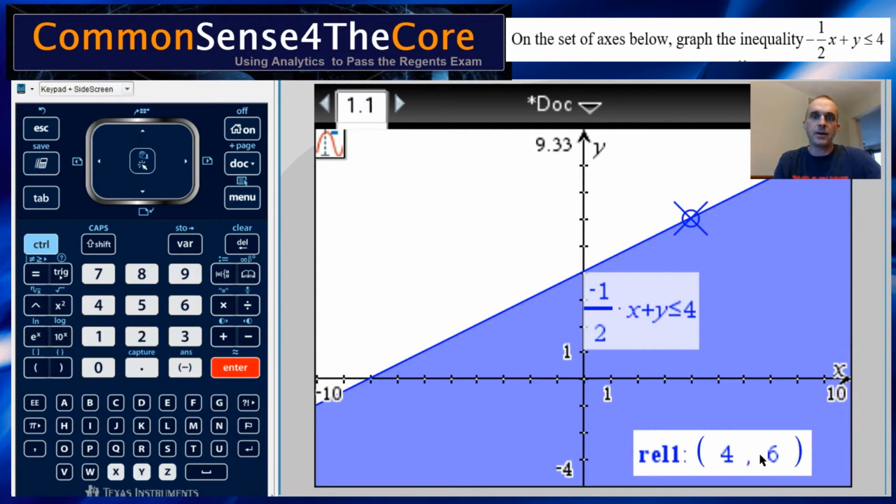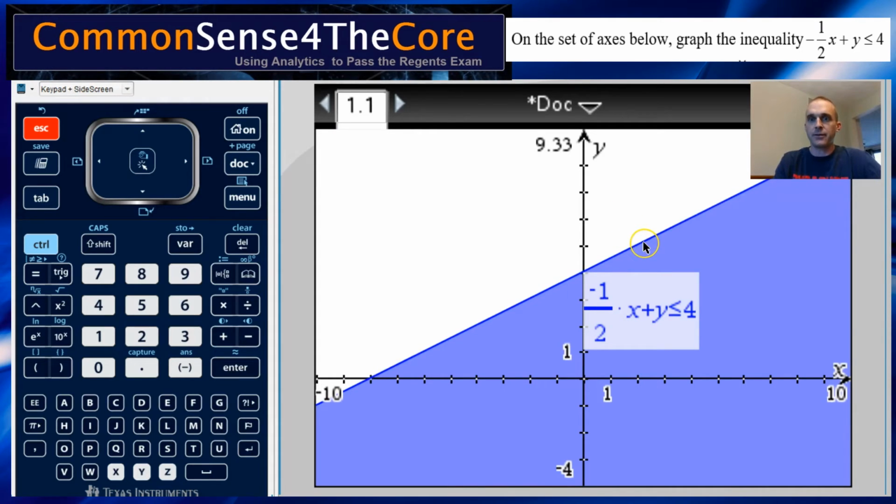And so I can find enough coordinates, frankly only need 2, in order to draw that line to the boundary line. And once I have that, I can see visually that I'm going to shade below it. The other thing that we need to pay attention to is are we going to draw a solid or dotted line? And because I'm allowed to be equal to 4, our line is going to be solid.